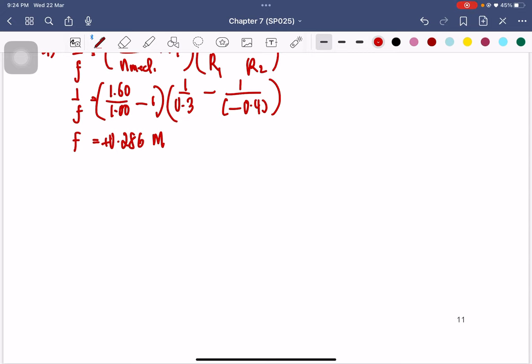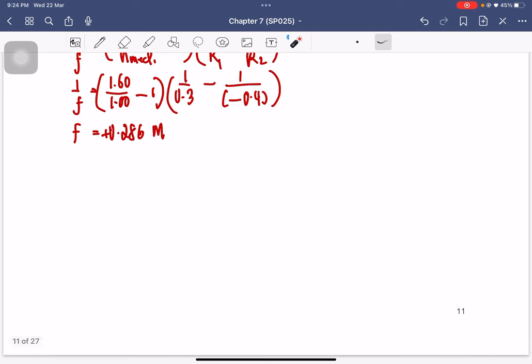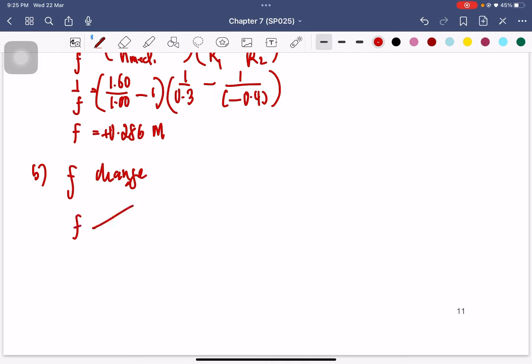Right. So if the lens is immersed in water, is there a change in the focal length of the lens? If so, which way? Okay, so when immersed into water, the focal length will change. Why will it change? Because f here depends on the index of refraction of the surrounding medium. So it depends on the refractive index of the medium. If the medium changes, of course the refractive index also changes.